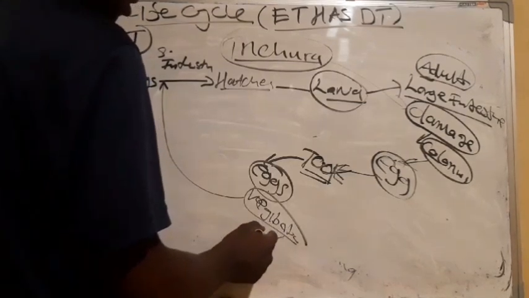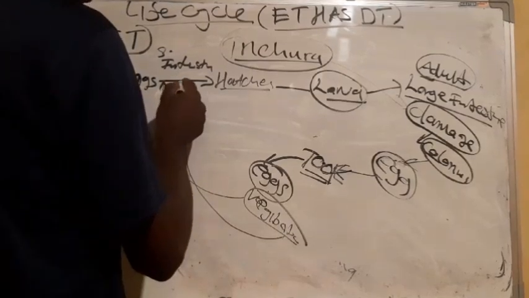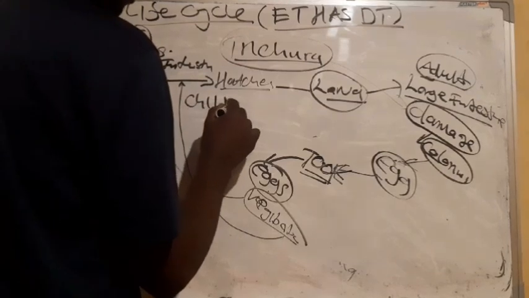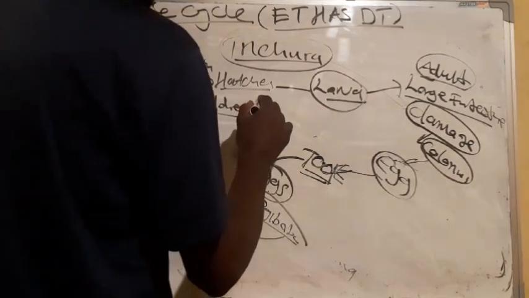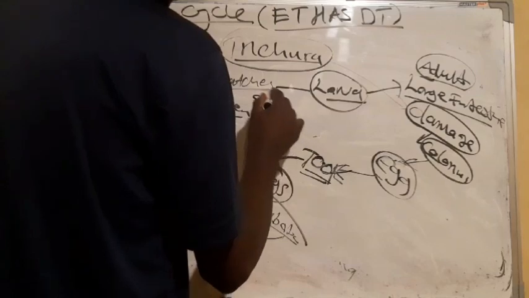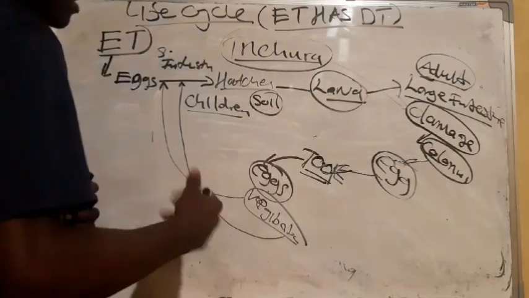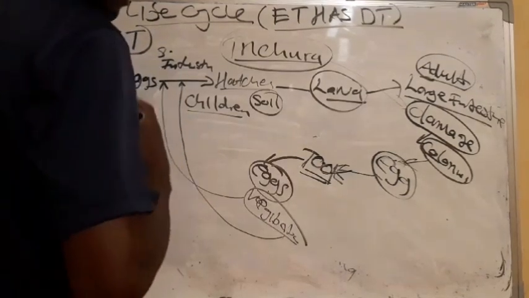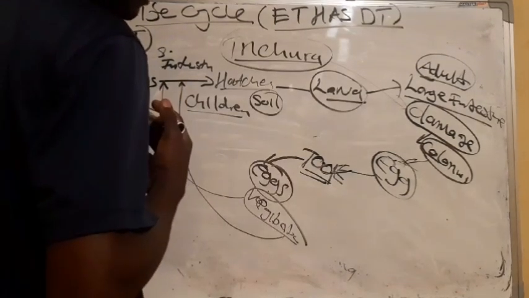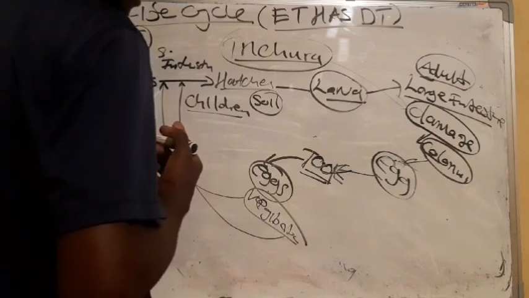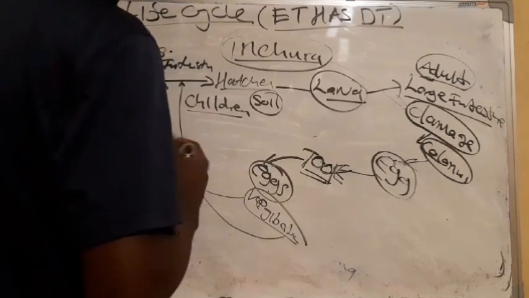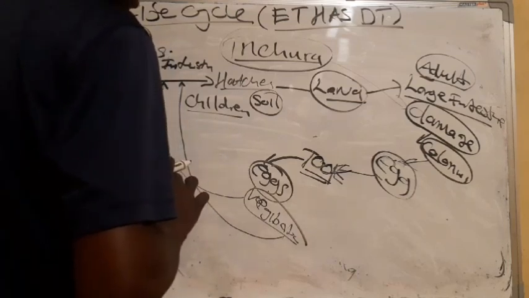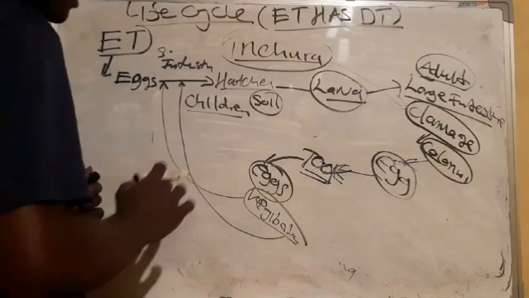And also the soil. Eating soil is mostly common in children. They like to eat soil. It can cause the ingestion of these eggs. And remember, the ingested eggs have to be fertilized, embryonated. That's how you can get these parasites.